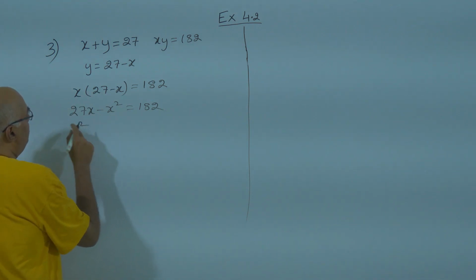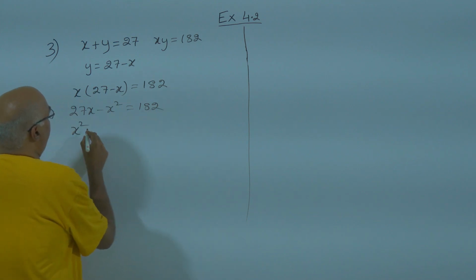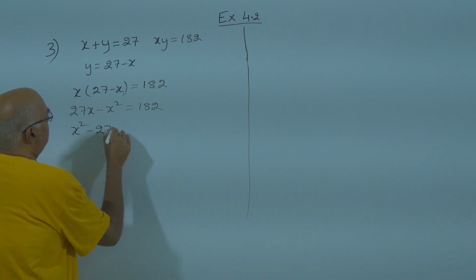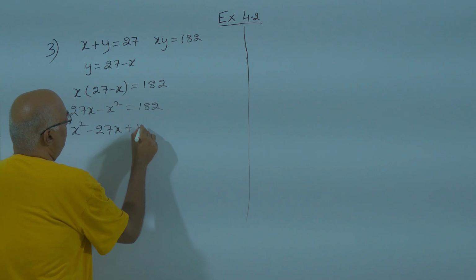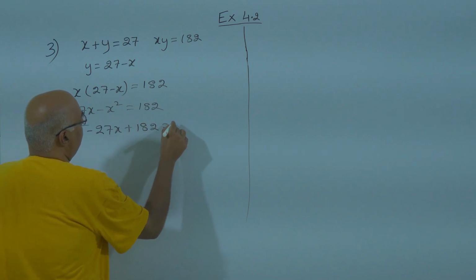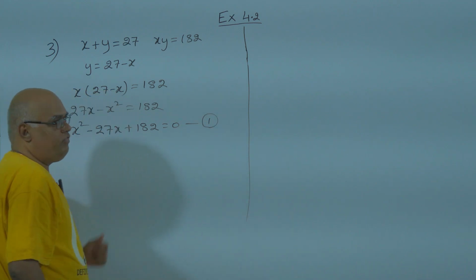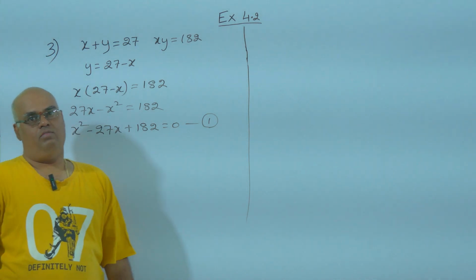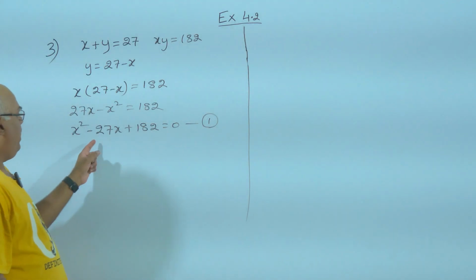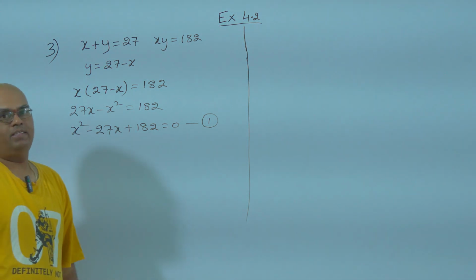If I take this minus x square to the other side of the equal to sign, it will become plus x square. Here I have plus 27x. If I take it to the other side of the equal to sign, it will become minus 27x. On the right side already I have 182. So plus 182 is equal to 0. Let us say this is equation 1. So from the given information, we frame the quadratic equation. Now we need to find the roots of this quadratic equation. That is, we need to find the value of x.